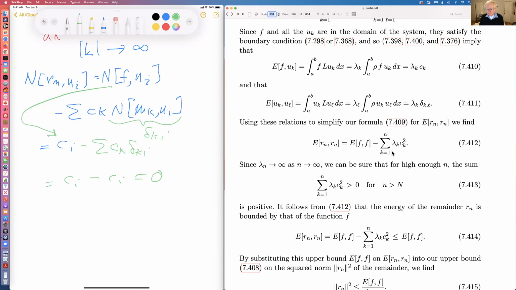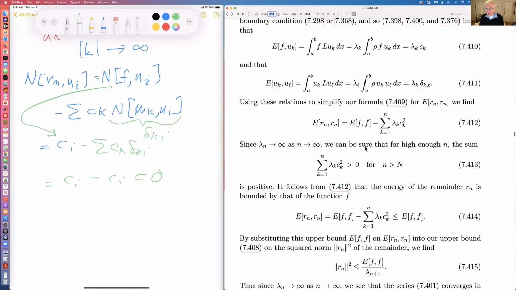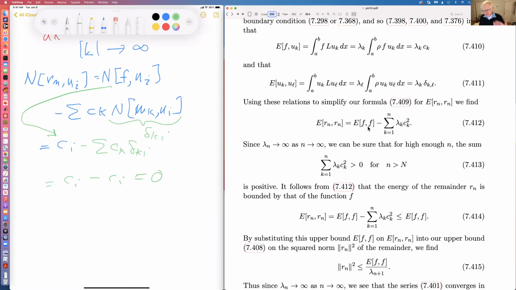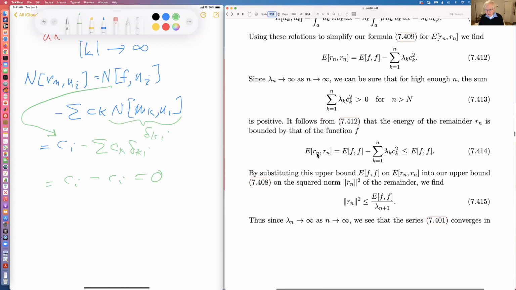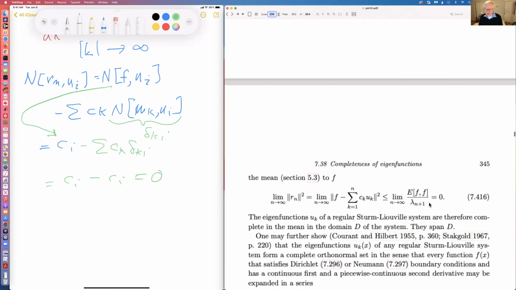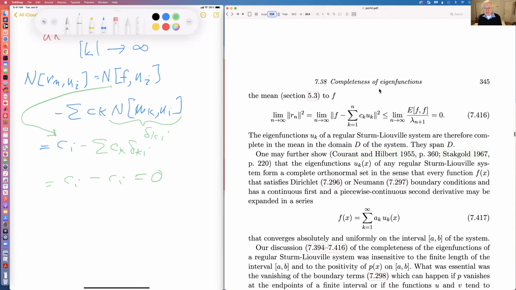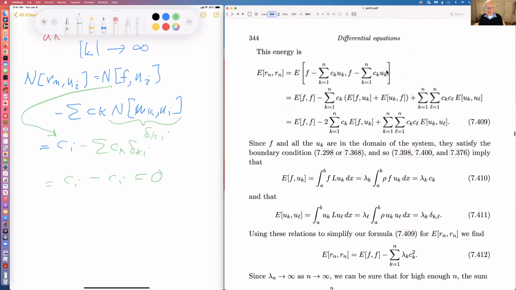And consequently this is bounded. E of Rn, effectively the E inner product of Rn with Rn, is less than the E inner product of F with F. And so that's this equation. And so now we can say, well, we had Rn as the numerator here. We can now say that this is less than that. These guys go to infinity.